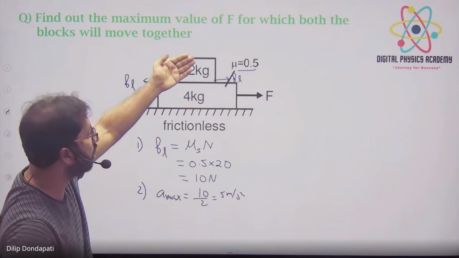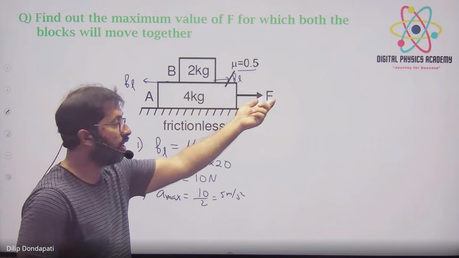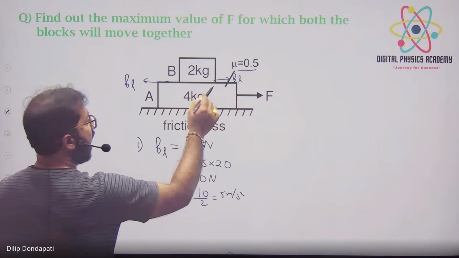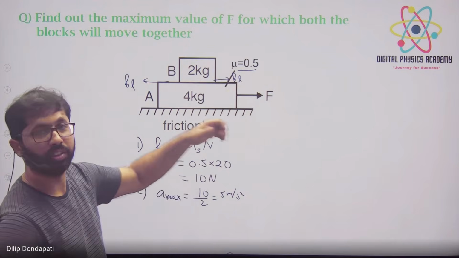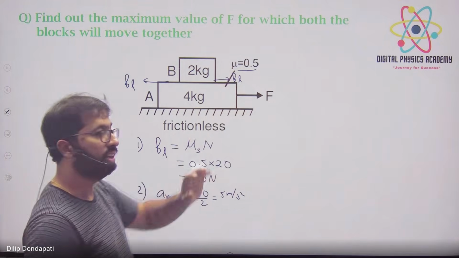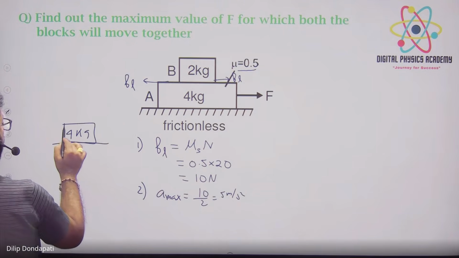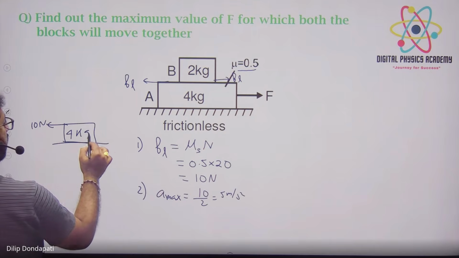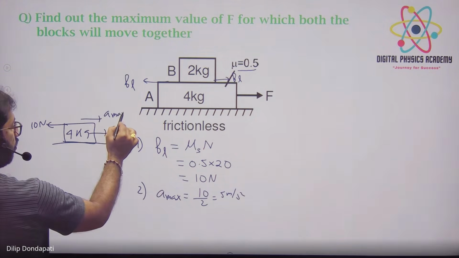Now use that acceleration in the second block and try to find F max. Which direction will it be? We have to find F max here. If I pull in this direction, the acceleration will be in this direction, not toward the friction. This is the 4 kg block, this is 10 newtons of friction, this is F max, and this is acceleration A max, which is 5.